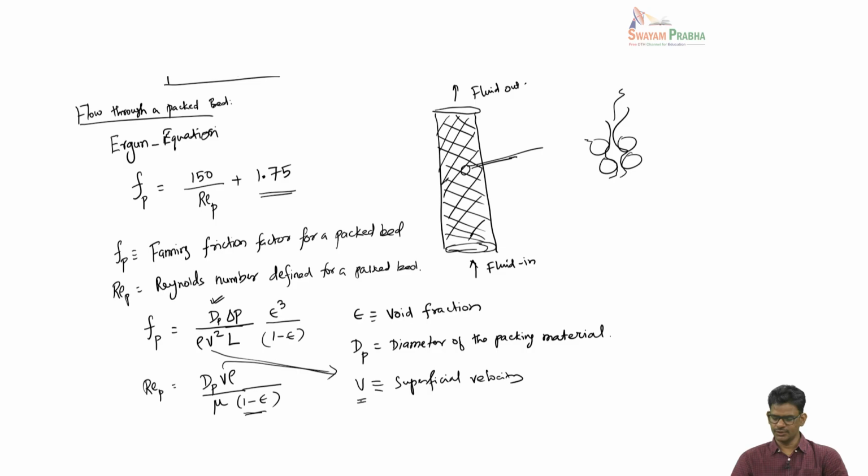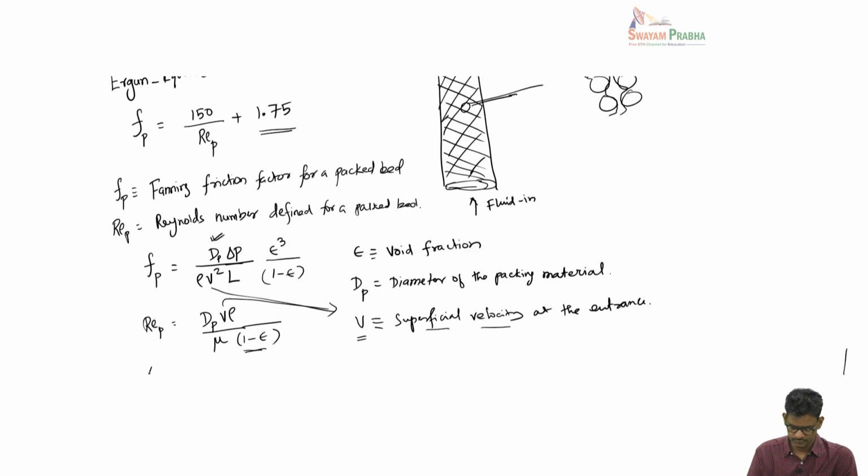So what I'm saying is this velocity here is related to the superficial velocity, which means if I send the same fluid in the absence of a packing, the corresponding velocity should be used here at the entrance. Entrance or exit doesn't matter, because if you have a hollow tube, the velocity will be constant from the bottom to top. So you can use the superficial velocity at the entrance. So let's substitute all these terms here.